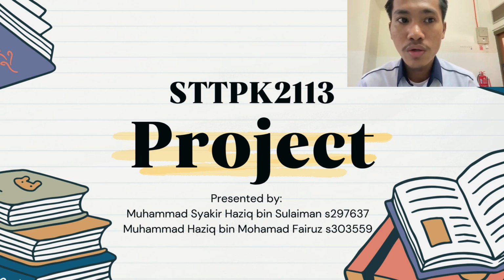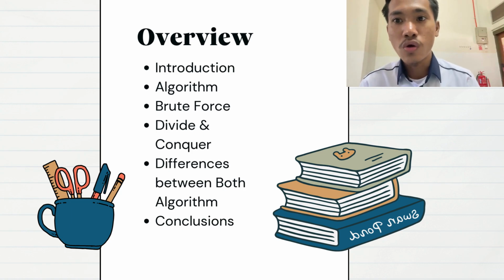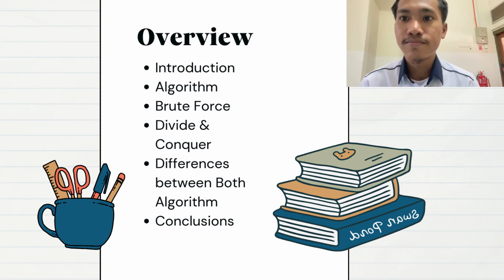Today we will present our project, which is differentiating between two algorithms. Okay, first, before we get into the differentiation between the two algorithms, we will take a view of the introduction and the algorithms that we use, which are brute force and also divide and conquer. We implement the closest pair of points to do the comparison, and we will give the differences between both algorithms and also a conclusion about this project.